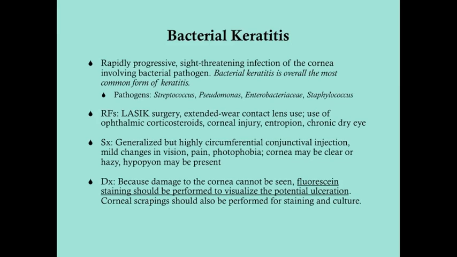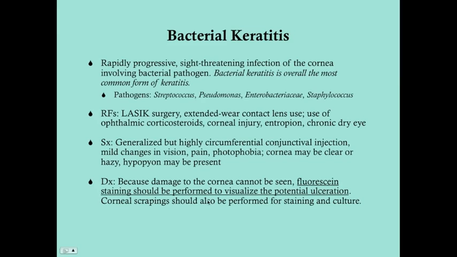The cornea may be clear or it may be hazy. The haziness would be caused from the infection. And then you may also note a hypopyon. Hypopyon would be a collection of pus in the anterior chamber. And that would be caused from extension into the anterior chamber, which can happen with keratitis.